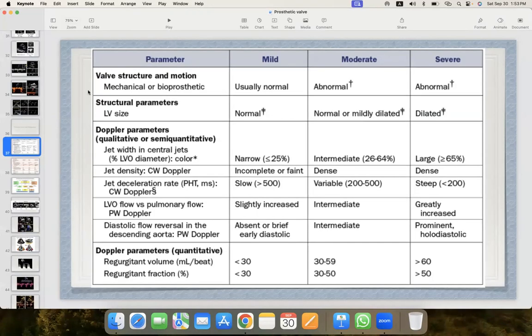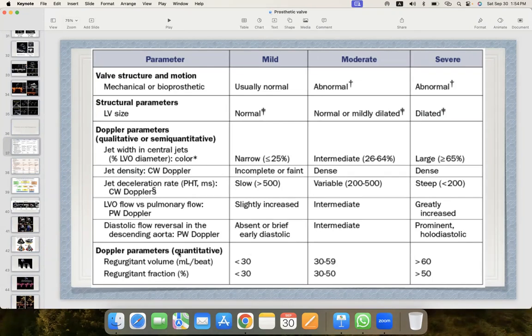Okay. So for the patient with a post-surgical valve, usually this is the way that we evaluate the valve. We look at the valve itself, if there is any abnormality in the structure of the valve. Of course, if there is any abnormality, this points toward either moderate or severe. We look at the LV size. We look at the ratio of the jet width to the LVOT. If it's more than 65%, this indicates significant, severe regurgitation. We look at the pressure half time. If it's less than 200, we also consider this significant.